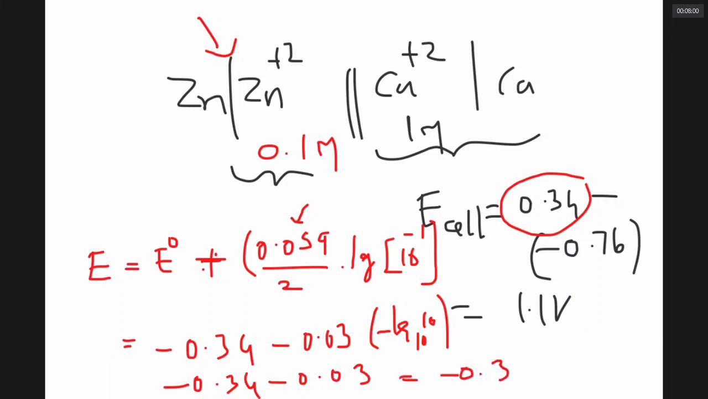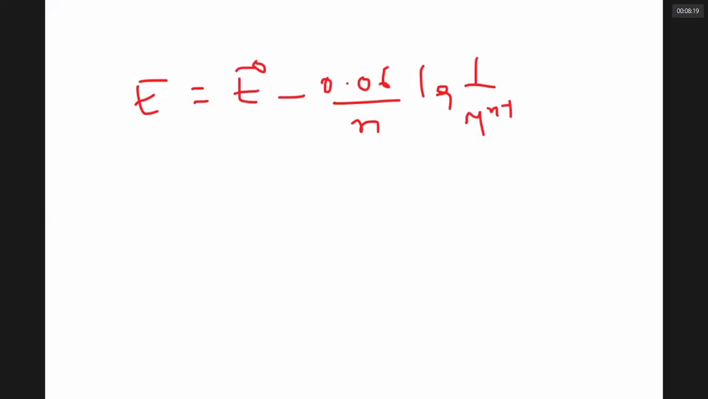Sir, Zn but E naught is minus 0.7. Ladies and gentlemen, if you are putting a plus sign, you bring the concentration in the numerator. If you want to put a minus sign, as they have suggested in the textbook, 0.06 by n into log 1 by Mn plus, then you put it in the denominator.